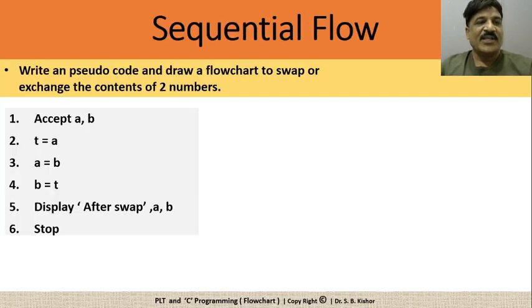Then we will take one more example. Suppose you want to write a pseudo code and draw a flowchart to swap or exchange the contents of two variables. It should not be a number, it should be a variable. So accept the two values, say A and B. Then we have already seen how to write an algorithm for this. It's very simple, no? I have already given the example.